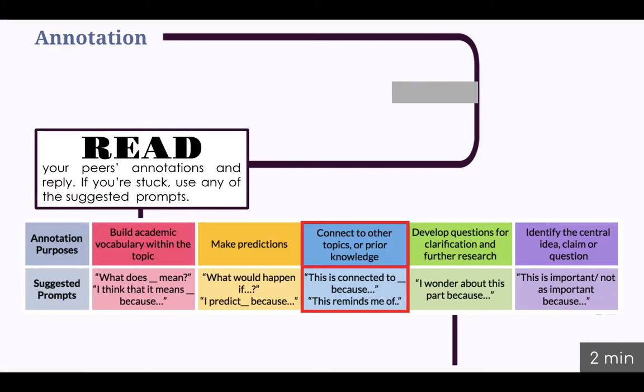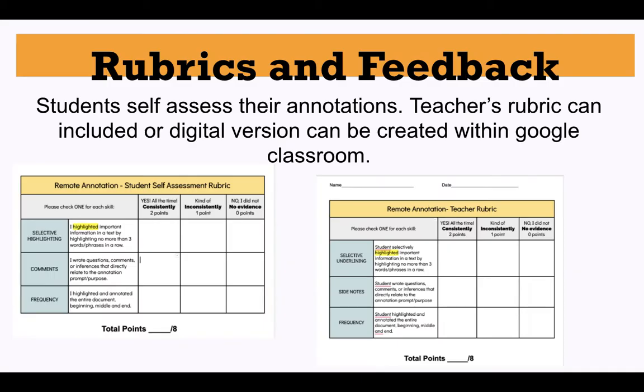The next step for students would be to read their peers' annotation and reply to them. And there are sentence starters that correspond with each annotation protocol. Students can self-assess their annotations using the self-assessment rubric, and a teacher's rubric can be included in the document, or a digital version can be created within Google Classroom.